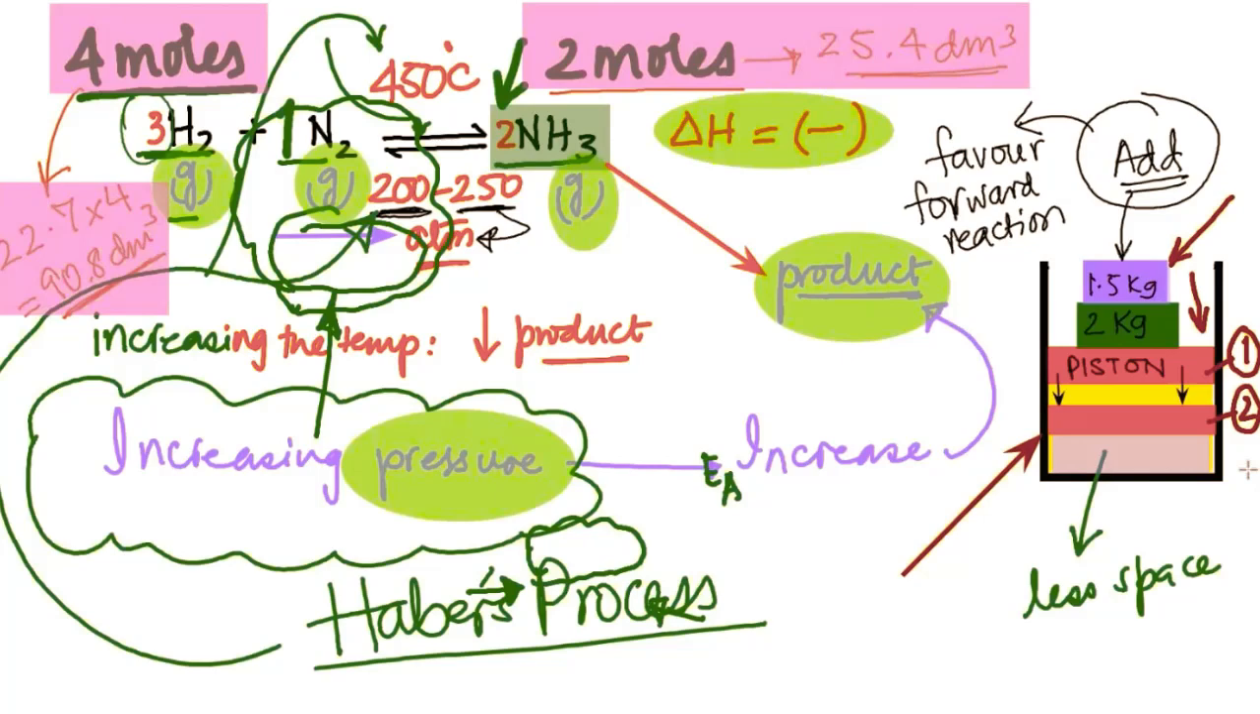So we are going to have more products, but increasing the pressure too much is not feasible because it is extremely costly. In order to maintain a very high pressure, we need very sophisticated equipment, and the cost of continuing to maintain such pressure is going to increase a lot. So it will not be very favorable in industry.